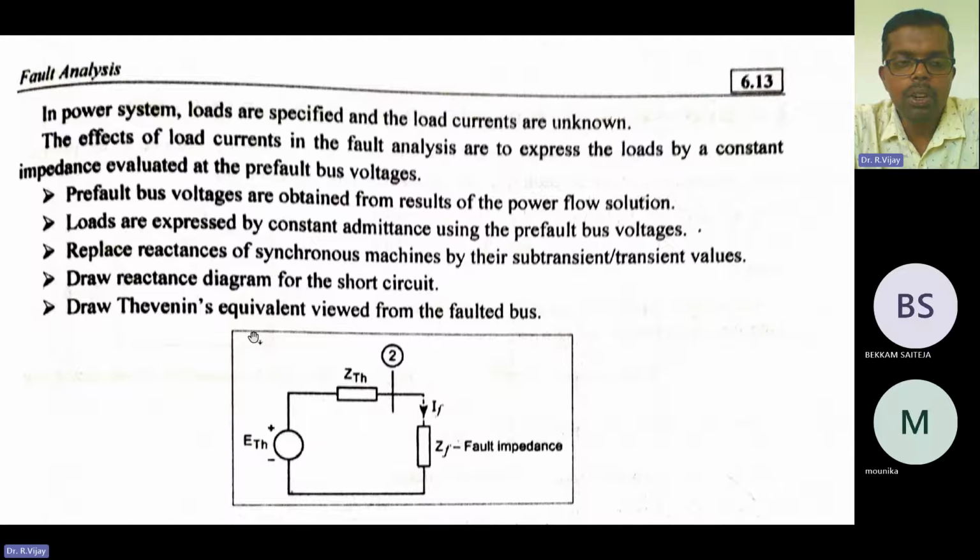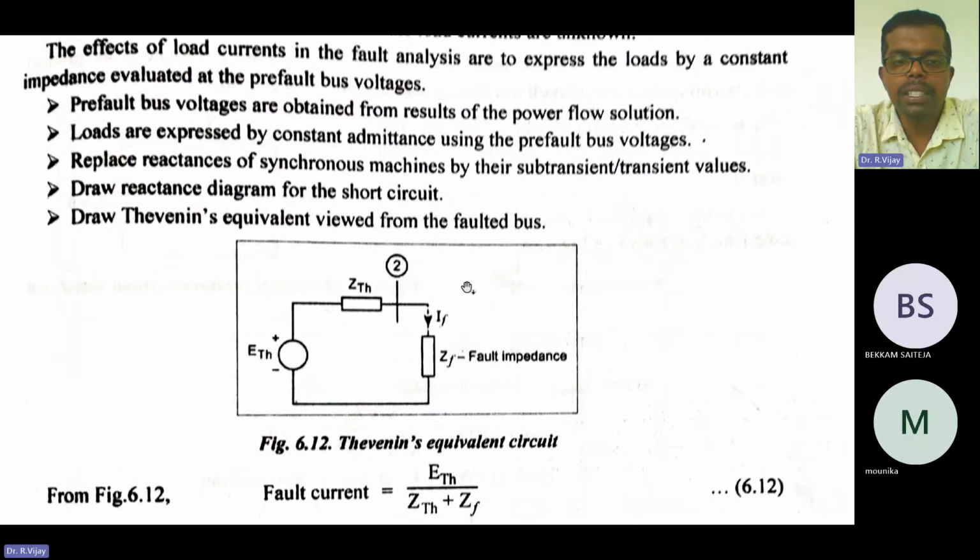Next, we need to draw the Thevenin's equivalent viewed from the fault bus. First, you need to draw the reactance diagram. We'll see in detail how this reactance diagram is drawn. Also, I have explained how to draw this reactance diagram in our previous classes. I will give that class in the description and comment section, so that you can go back to my previous classes, and this will be very easy for you.